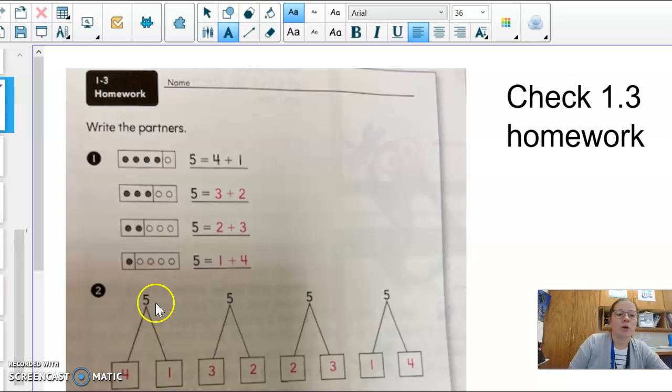So here for number 1, we are supposed to write the partners. So we see that 4 bubbles are colored in, plus 1 bubble that is not. Gives us 4 plus 1. We put the 5 over here because there's 5 altogether. 5 is the total. So we have 3 plus 2, 2 plus 3, and 1 plus 4.